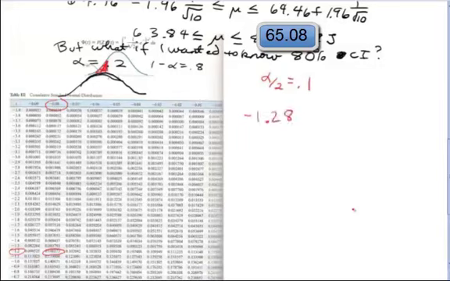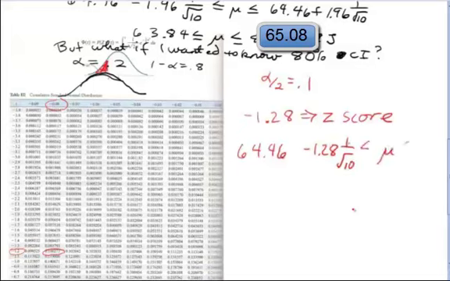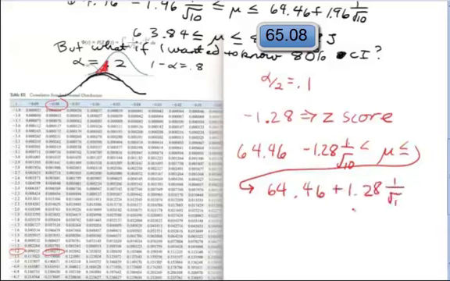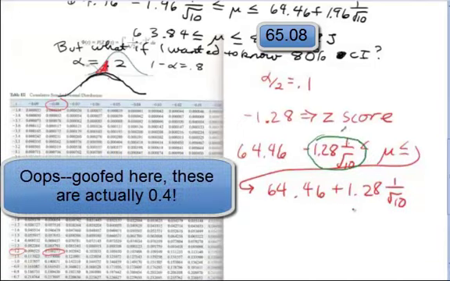That is the z-score. Once I've got the z-score there, I can plug back in. I'll say 64.46 minus 1.28 over 1 over the square root of 10 is less than or equal to the mean. It's less than or equal to, oops, I didn't do this very well, 64.46 plus 1.28, 1 over the square root of 10. And this number, as it turns out, is about 4. And this number, of course, is also about 4.